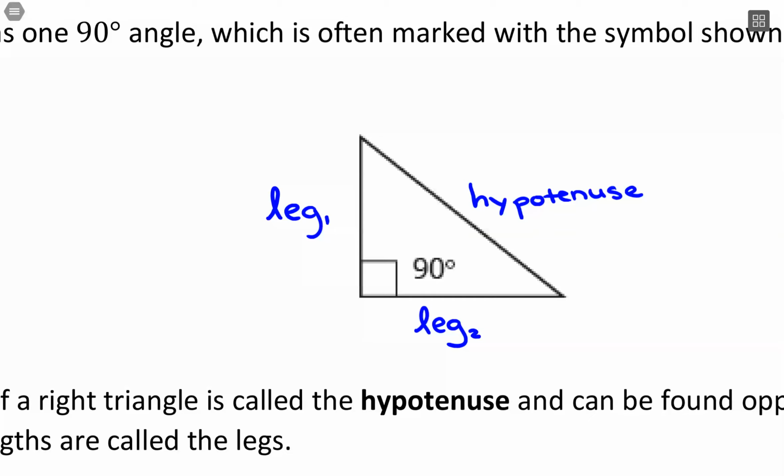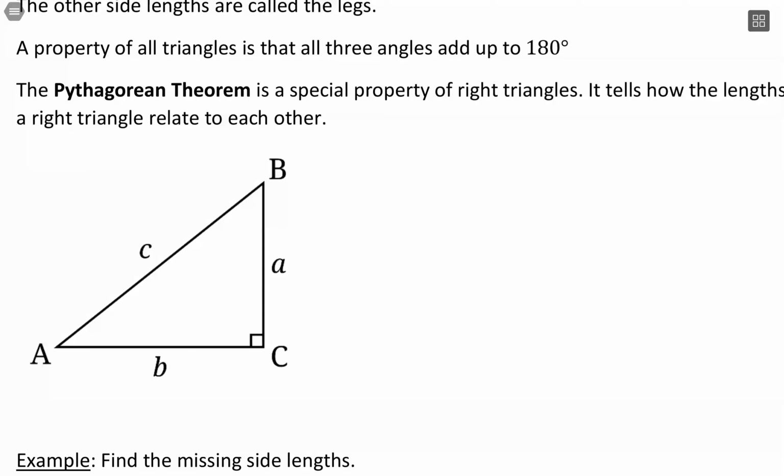Let's get a review of the Pythagorean Theorem. So the Pythagorean Theorem relates the side lengths of a right triangle. And what's key is that you can only use the Pythagorean Theorem if it's a right triangle. So let's get our notation here. So looking at this right triangle, that side c is our hypotenuse. And then the other two sides are the legs.